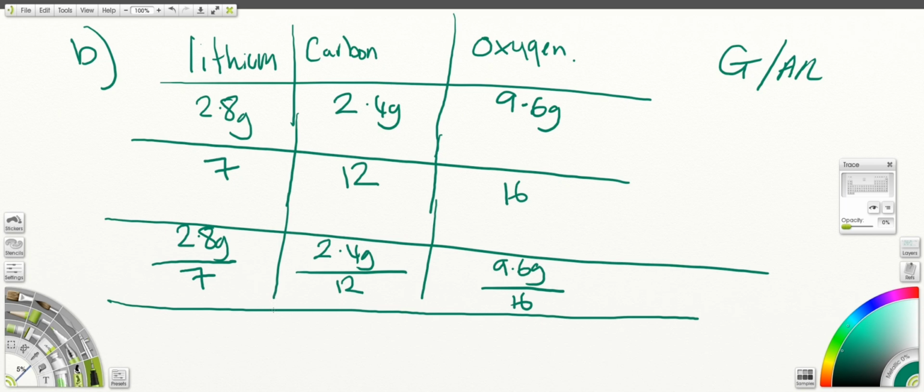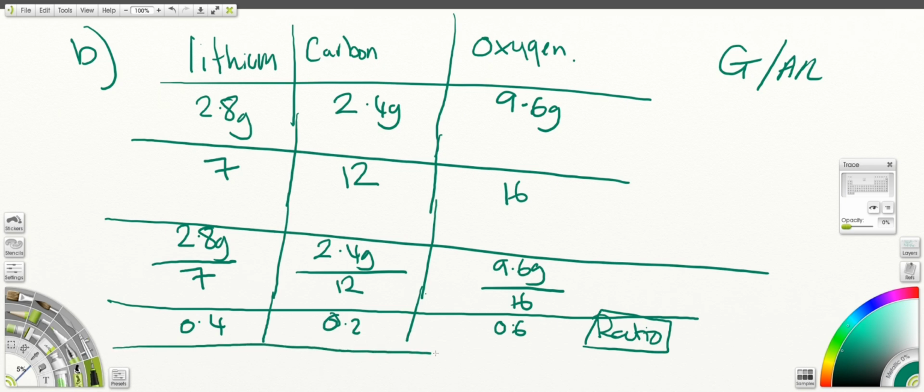So 2.8 divided by 7, I've already done it on my calculator, it's 0.4. 2.4 grams divided by 12 is 0.2. And 9.6 divided by 16 is 0.6. So once you've got your ratio, here's my ratio bit. Once you got your ratio, just write down ratio just to remind you that you're almost there and that there's nothing to worry about.